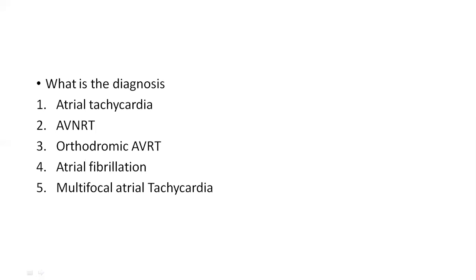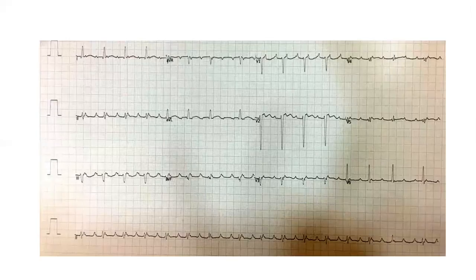ठीक है? So you looked at the ECG, tachycardia, you looked at the P waves, you look at the regularity, and then you come with one diagnosis without even looking at the possible differential, because this has to be atrial tachycardia. It cannot be anything else, right?